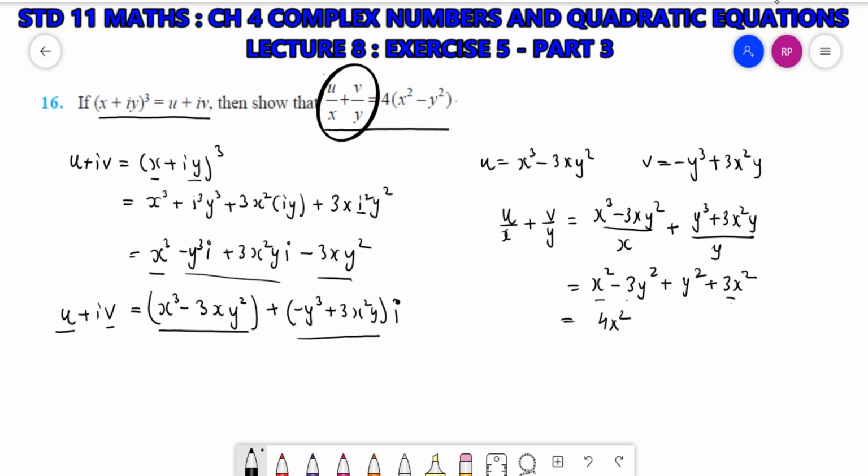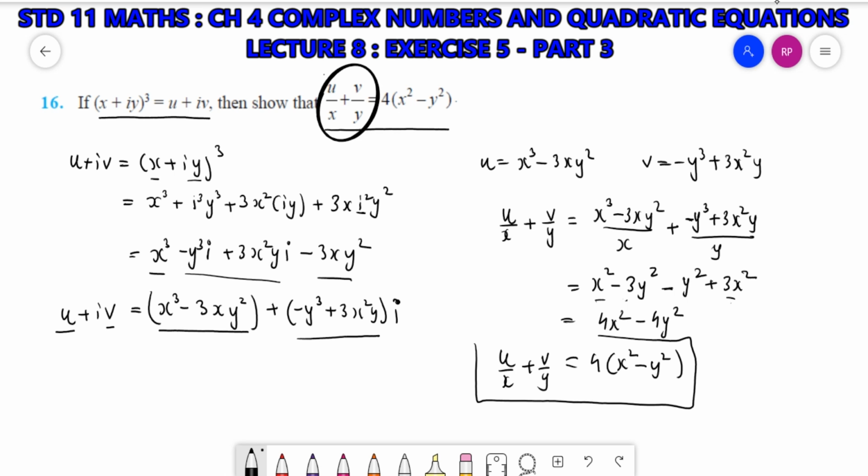And minus 3y square, sorry, my mistake here, it's minus y cube, so it will be minus y square. Minus 3y square minus y square, minus 4y square. 4 is common, and x square minus y square. Hence, we have proved that u by x plus v by y equal to 4 into (x square minus y square). So this was about question number 16. Just note it down.